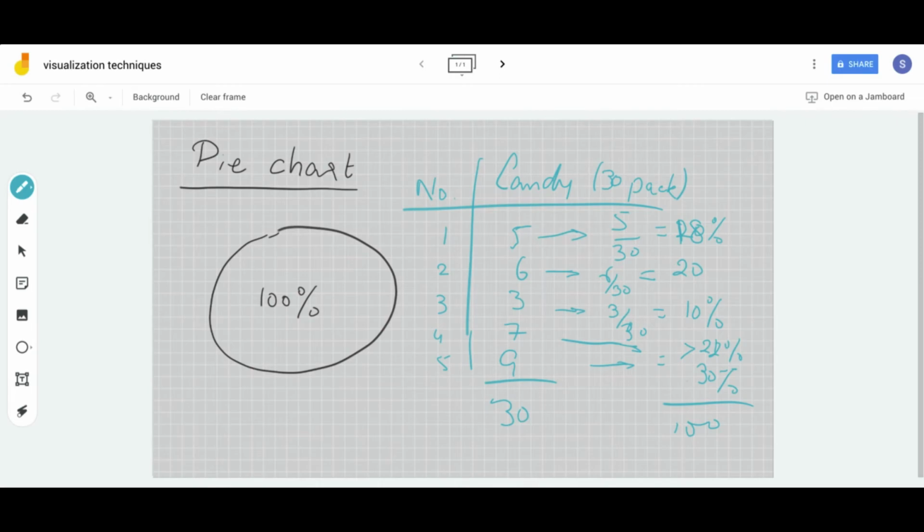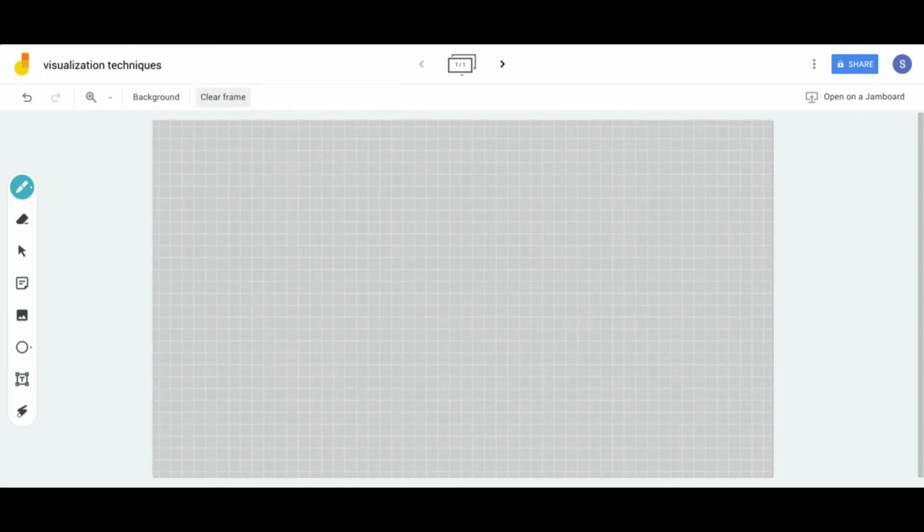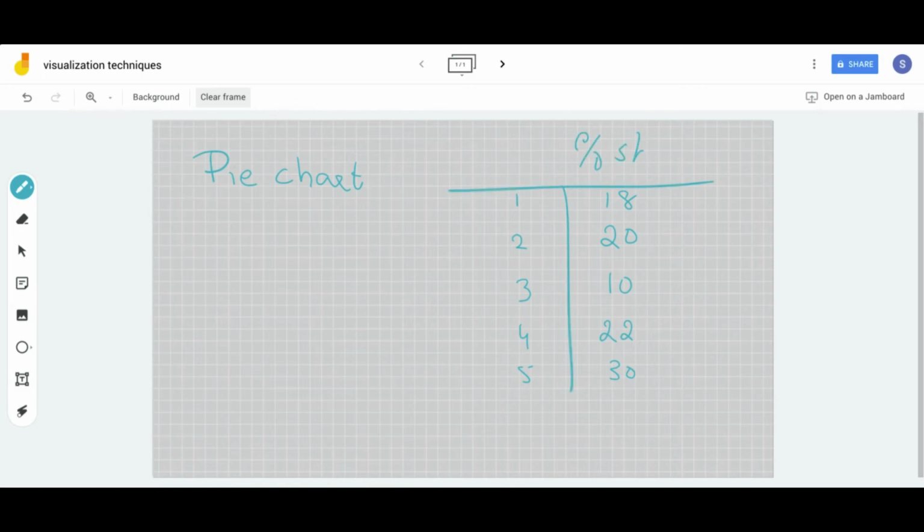So if I were to plot this, let me clear the frame here. If I were to plot this, again, this is the pie chart that we're dealing with. So we had student one, two, three, four, 5. We had 18% share. We have 20%. We had 10%, I believe, 22%, and 30%, if I remember correctly, right? Percentage share, I can write this from the candy and the number of students.